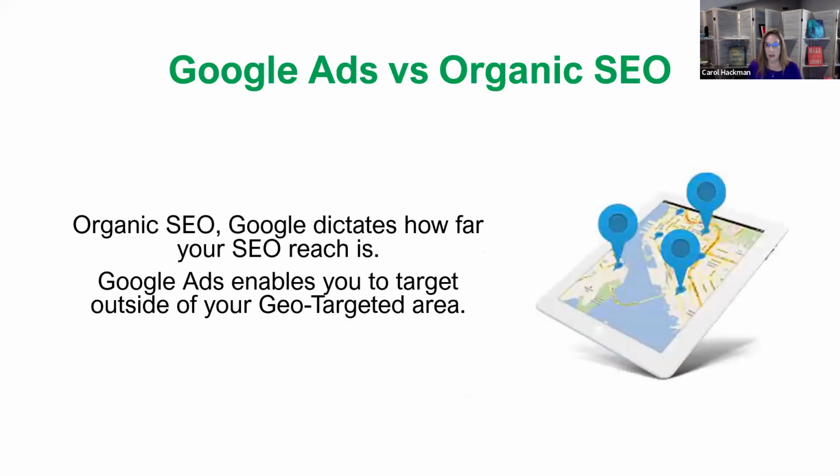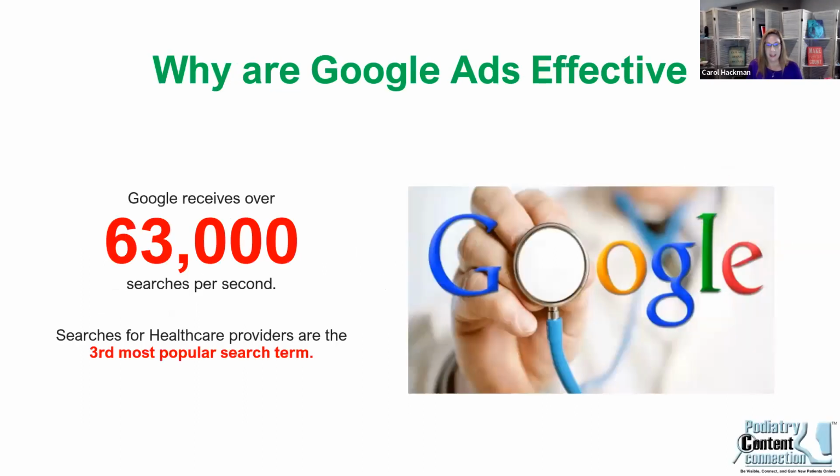Again, with Google Ads, you get to target where you want to be, whereas with organic SEO, Google dictates how far that geo-targeted search is. Where are those Google Ads? You get to pick. So the power is more in your hands in regard to that.